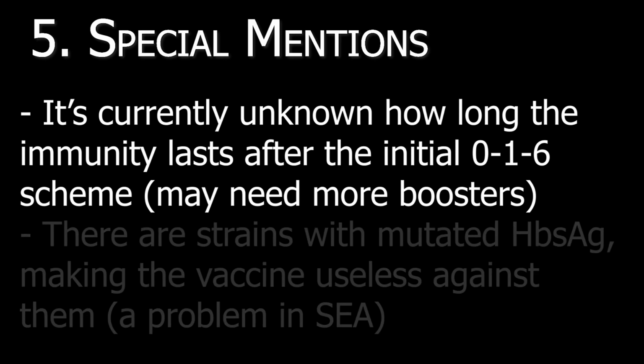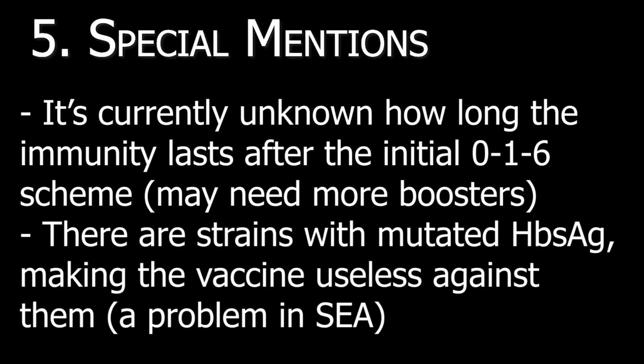And another issue with it is the emergence of mutated strains. It's not an issue relevant to developed countries. The vaccine still covers at least 90 to 95% of circulating hepatitis B strains across Europe, but it's an emerging problem for Southeast Asia, where numbers as large as 50% of mutated strains were reported.